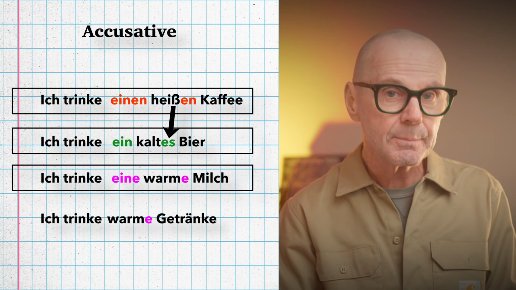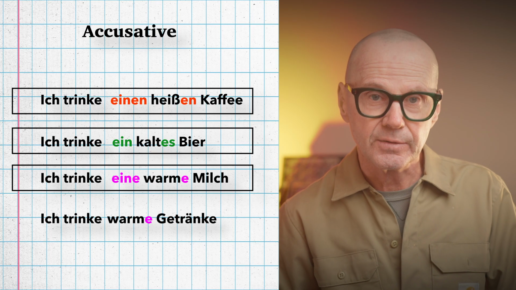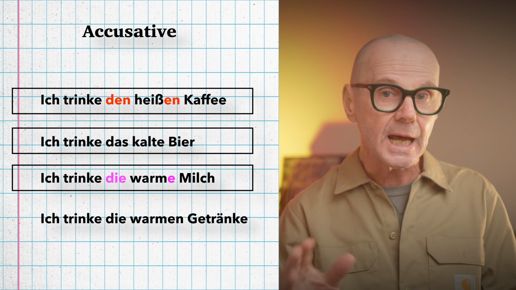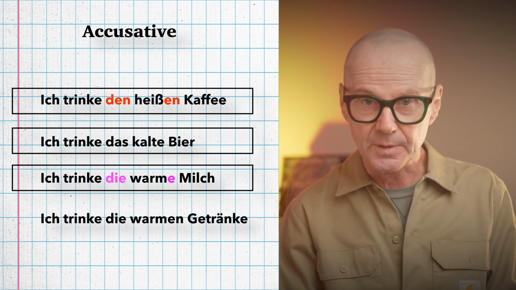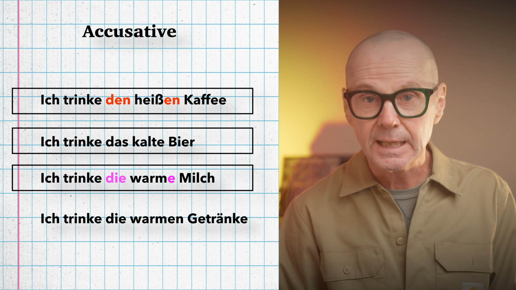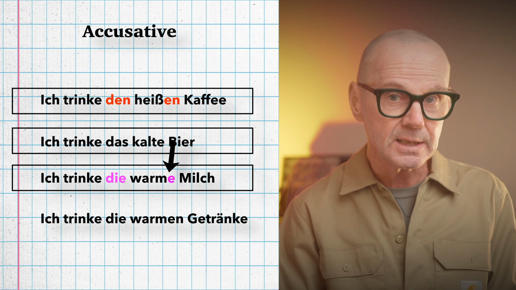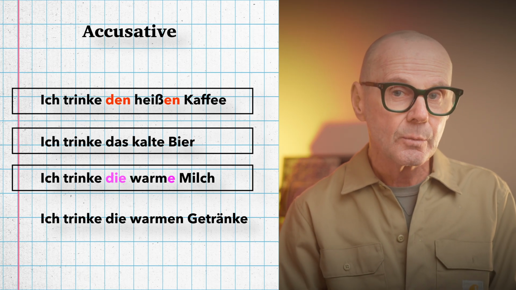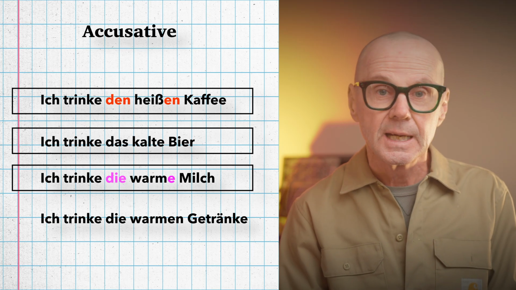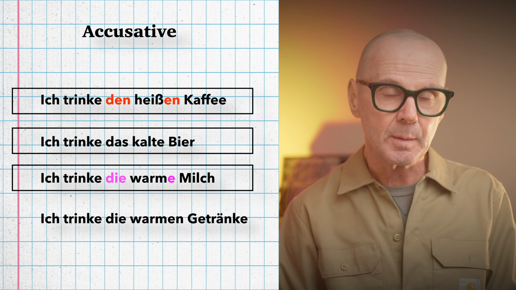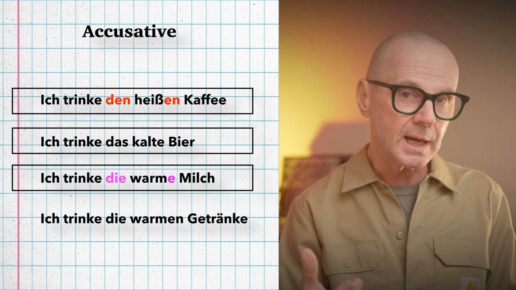And the same thing happens if we use the definite article. Both the masculine and the feminine make it clear that they are feminine. This is clear from those N endings and the E endings. So now we have Ich trinke den heißen Kaffee and Ich trinke die warme Milch, but what about our beer?